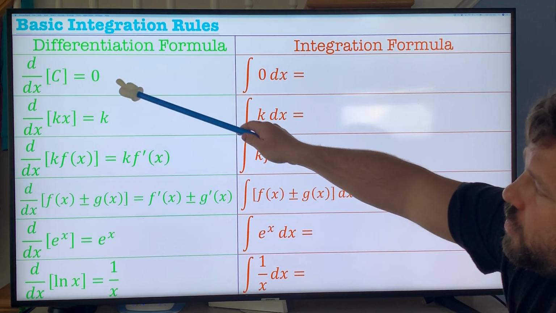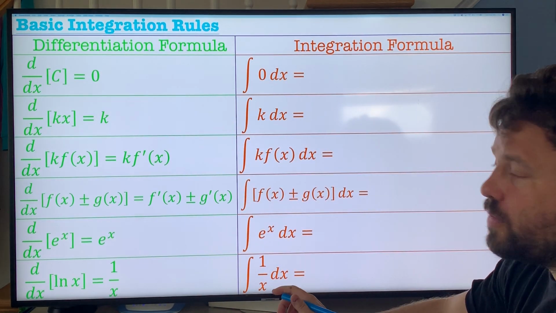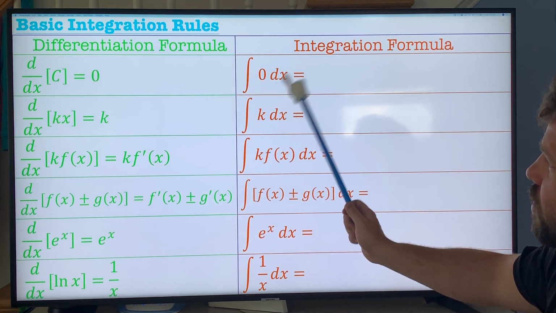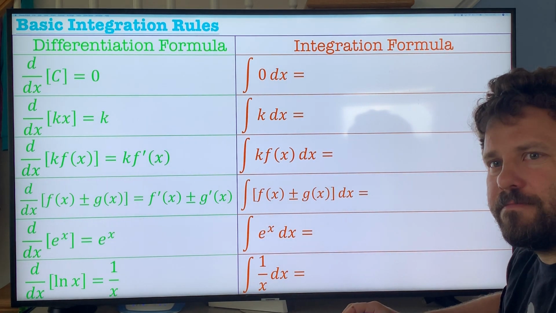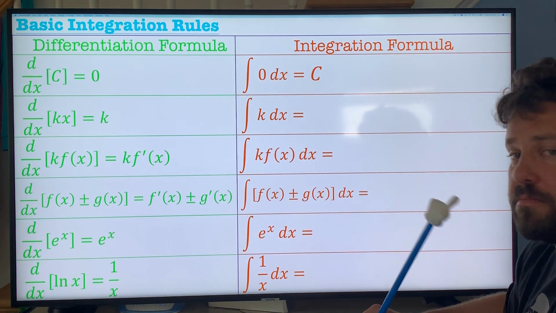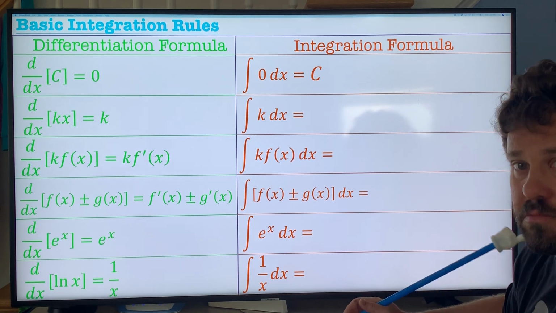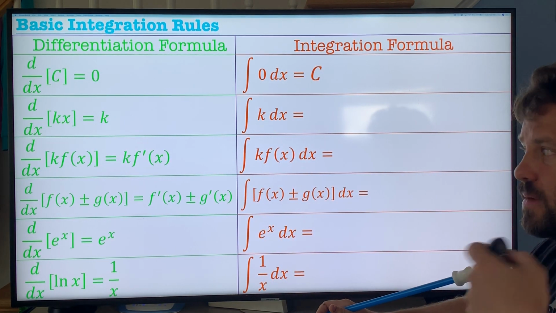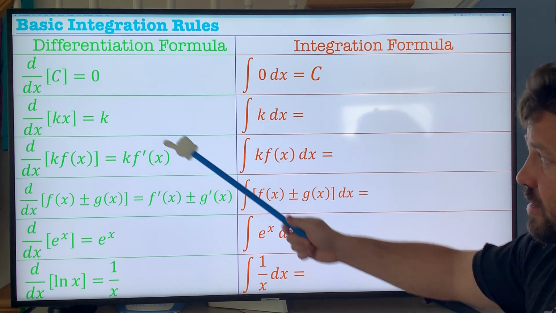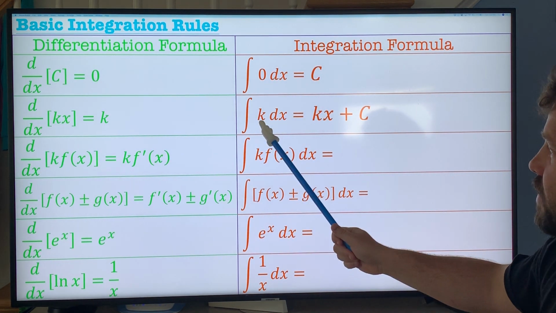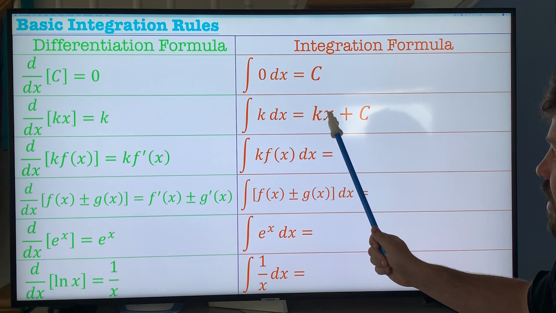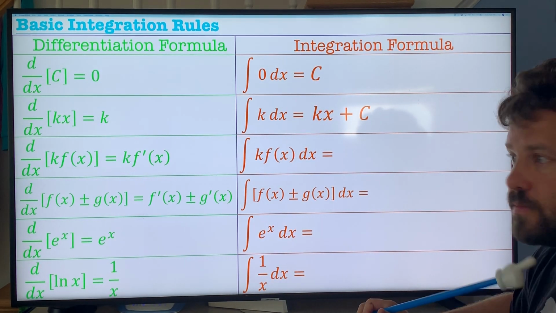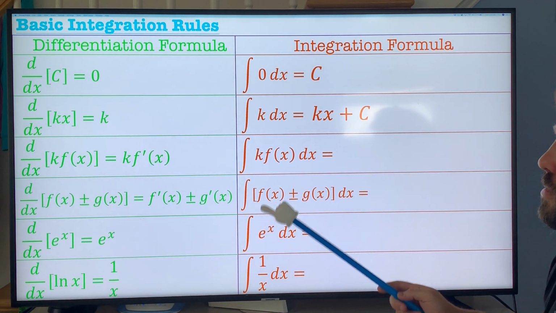Now, we said before the derivative of c is 0, right? Derivative of a constant is 0. What do you think the integral of 0 is? C, right? That was easy. The derivative of a number times x is that number, right? The integral of a number k is k times x. You add the x on, plus c. Going backwards.